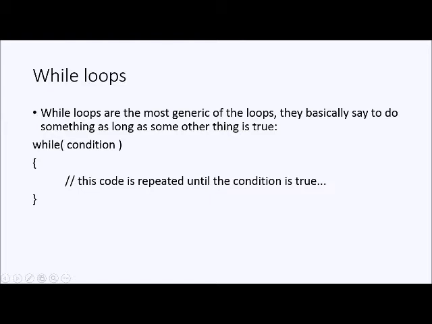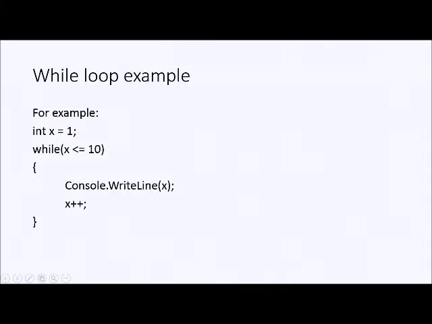They do something as long as some other thing is true. So while condition, and this can be any of our Boolean valued conditions. You could use ampersand, ampersand in here for an and, or pipe, pipe for or, just a simple unary Boolean expression in there, and that would work. And this code will be repeated as long as that condition is true.